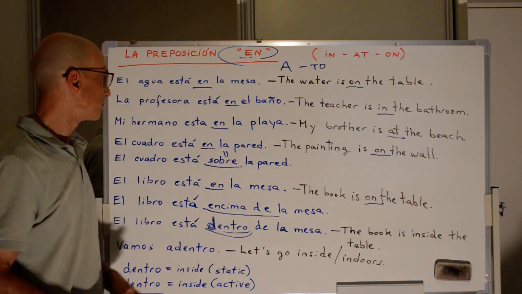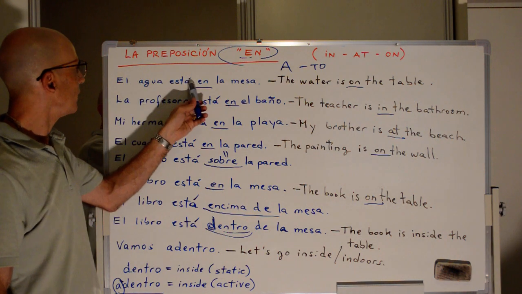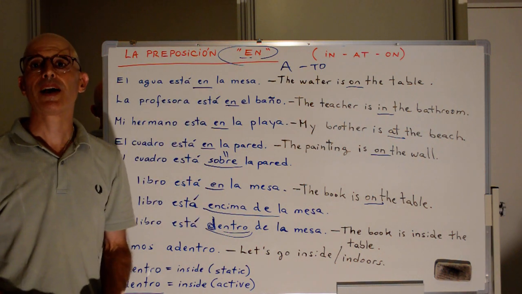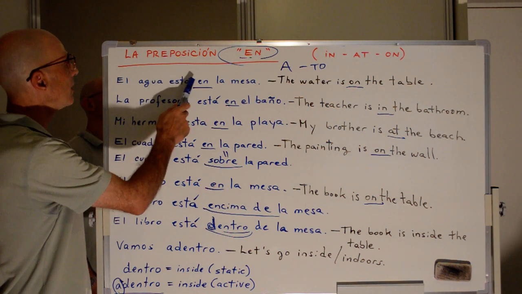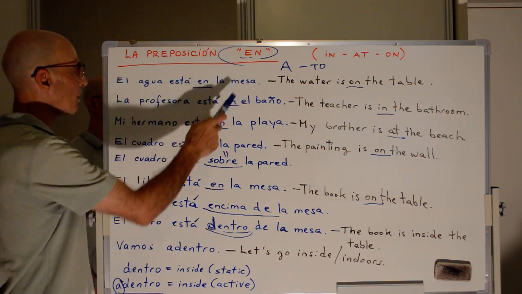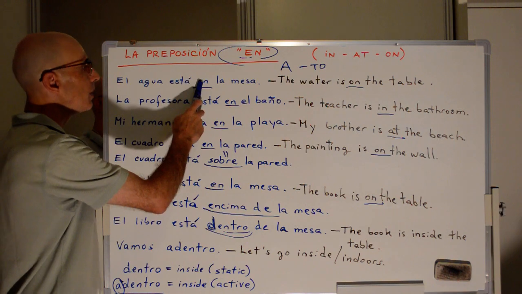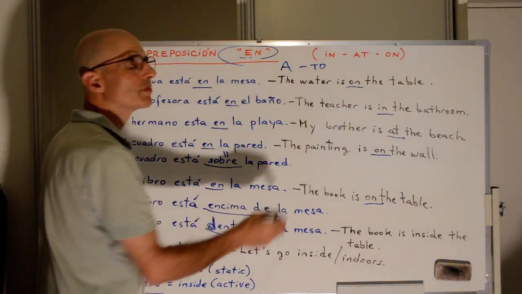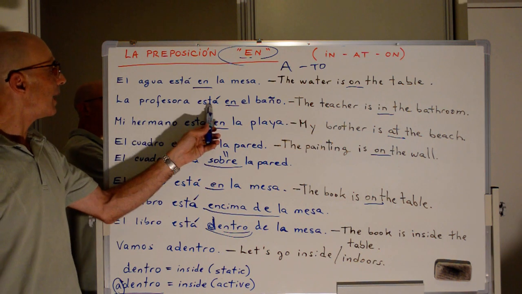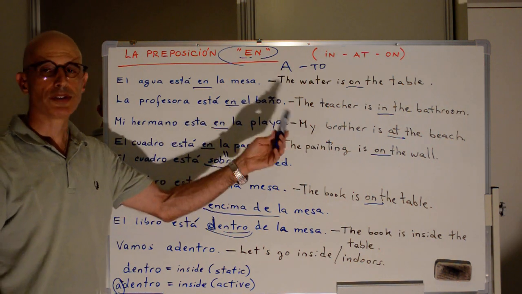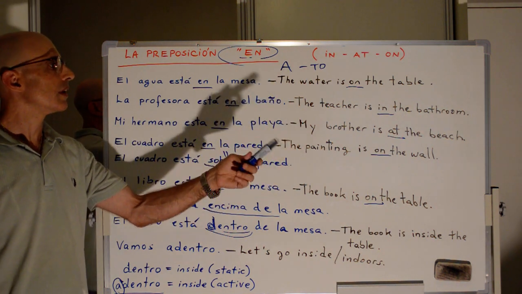Let's see a few. El agua está en la mesa. For the water is on the table, right? So here, en would be the equivalent to on, alright? La profesora está en el baño. For the teacher is in the bathroom.